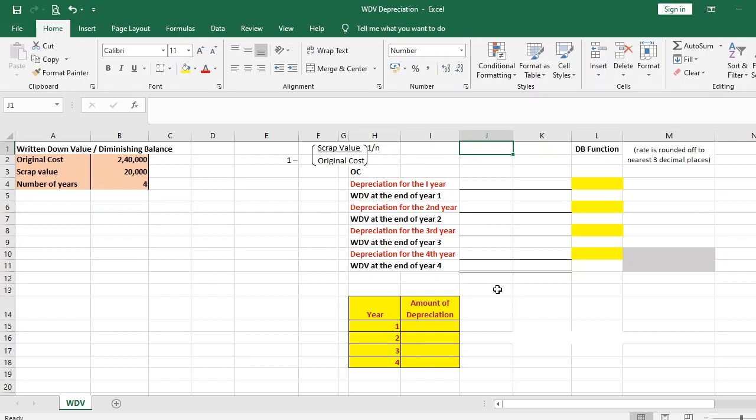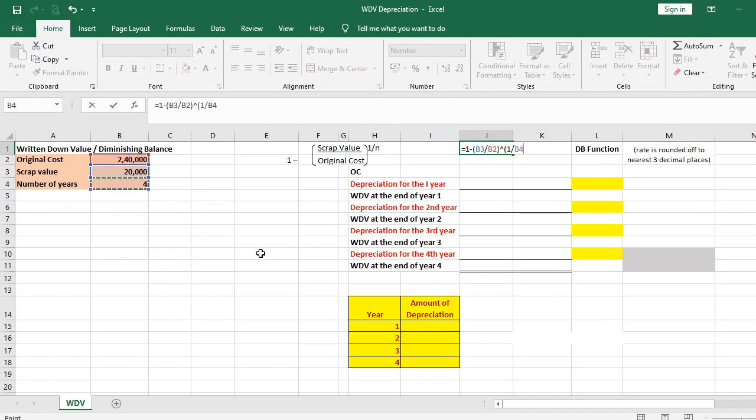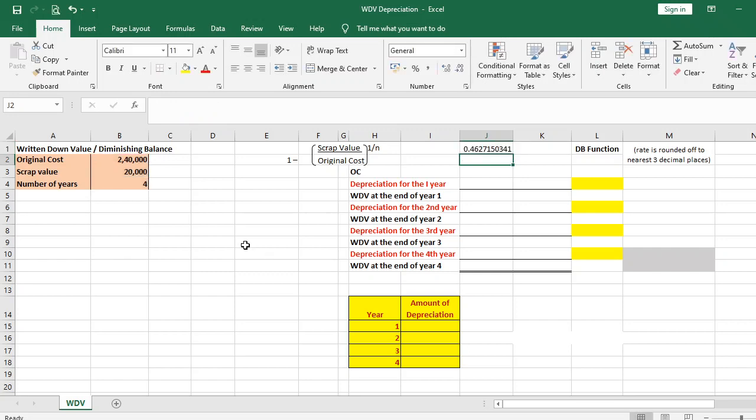So I'll do it here. So is equal to 1 minus open parenthesis scrap value is this cell B3 divided by original cost is this cell B2 whole to the power, for which we use shift 6, open parenthesis 1 divided by n is this cell close parenthesis, enter, we will get the rate of depreciation. It is 0.4627150341. Okay, we shall see the workings here.